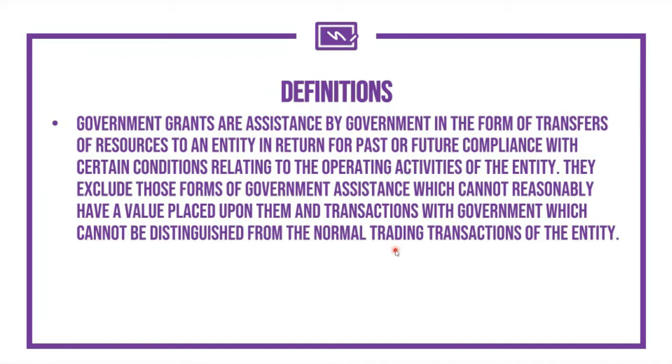So the main thing that we need to understand with government grants is that these are given to us because of certain conditions that we have already satisfied in the past, or something that we are going to be satisfying throughout the duration of the grant. Meaning it is possible that there will be a piecemeal realization of the benefits of the grant, or there will be a one-time recognition of the benefit once all of the conditions are already met.